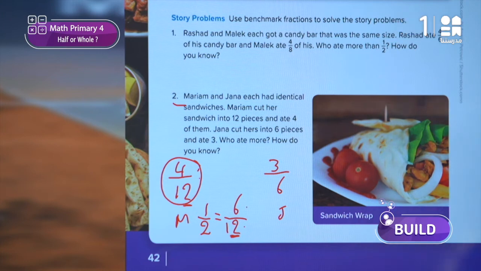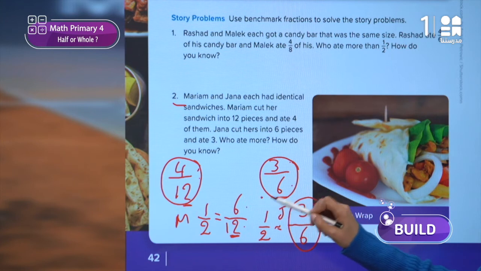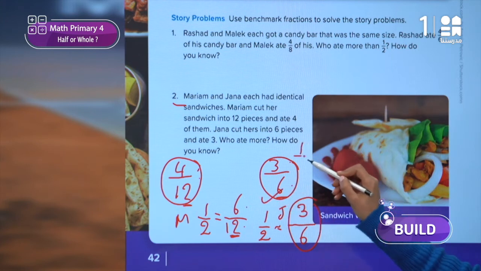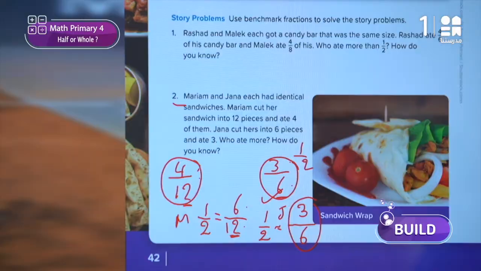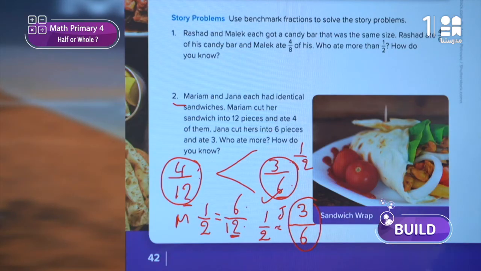Right؟ طيب تعالوا نشوف بقى جنى أكلت 3 over 6. I want to compare this number with half. The same way أنا عندي half عايزة أشوف equivalent fraction with denominator 6. So the fraction is 3 over 6. Right? Which is exactly what Jana ate. يبقى Jana ate half of her sandwich. Right? طب ده معناه إيه؟ ده معناه إن Jana ate more than مريم. يعني 3 over 6 greater than 4 over 12.